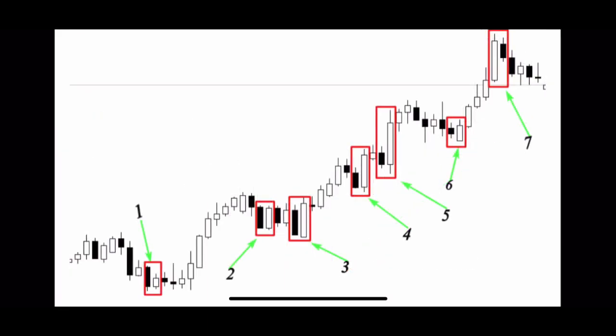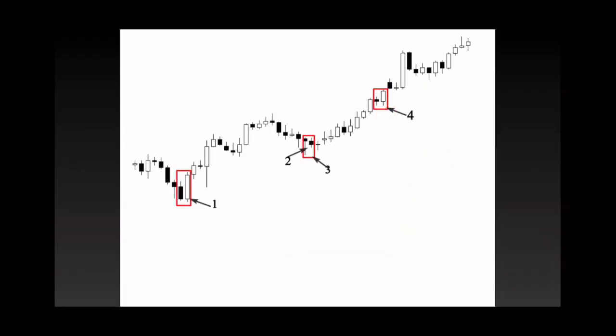All right, Titans, let's get thinking. Let's do another exercise. Look at the chart below and try to figure out these candlestick patterns.